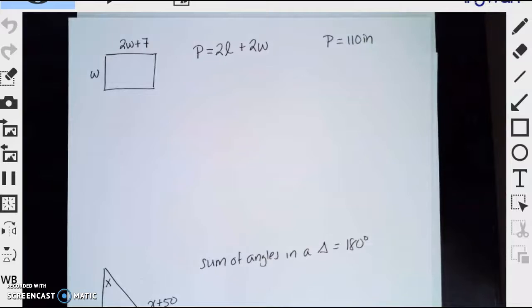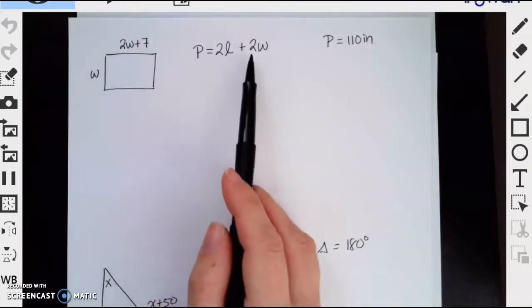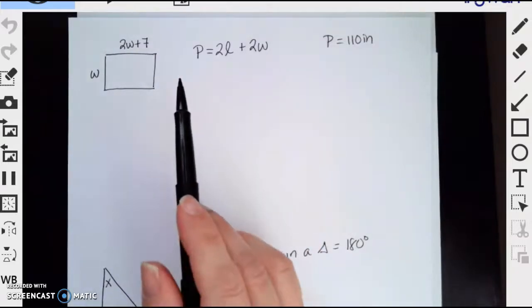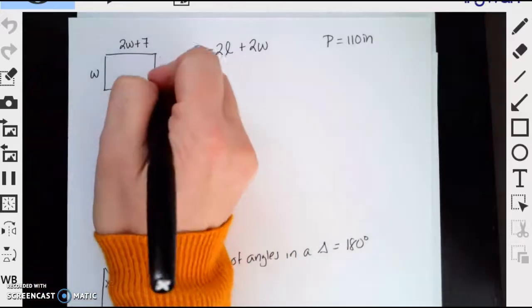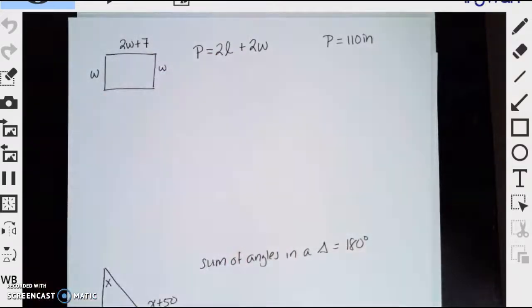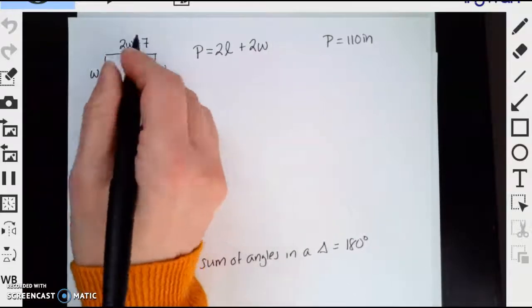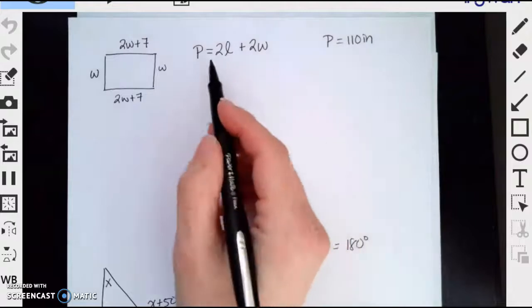Now, for any figure, to find the perimeter, you're just adding up all the sides. A rectangle is one special figure that we have a formula for. To find the perimeter, we can multiply the length by 2 and then add twice the width to that. But again, you could just think about all of the sides of the rectangle. So if we wanted to label all the sides, remember opposite sides are equal, so that would also be W, and this would be 2W plus 7. So you can just write all of those as a sum. So I'll use the formula though.